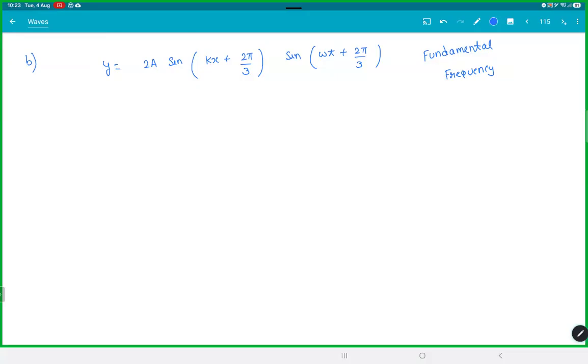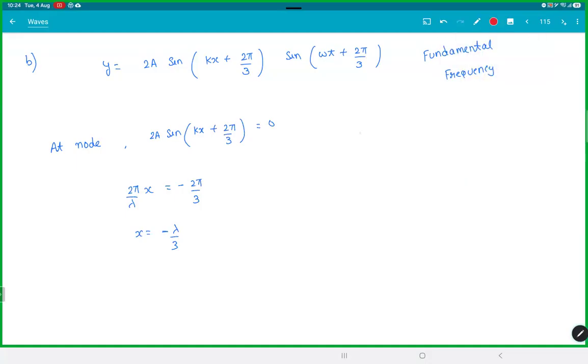Okay, let's see. We'll start again from there at node 2a sin(kx + 2π/3). This must be 0. So 2π/λ into x is equal to minus 2π/3. So x is equal to minus λ/3. So you kept the node at λ/3.